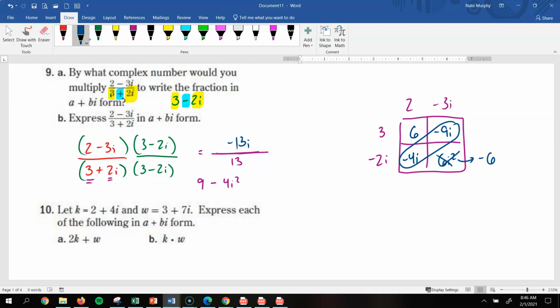Well, 6 minus 6 is 0, and negative 4i minus 9i would be negative 13i. Oh, well, watch what happens. We can simplify this. The 13s would cancel out, leaving us with just negative i. So 2 minus 3i over 3 plus 2i simplifies to just be negative 1i, or negative i. If you said 0 minus i, that's the same thing.